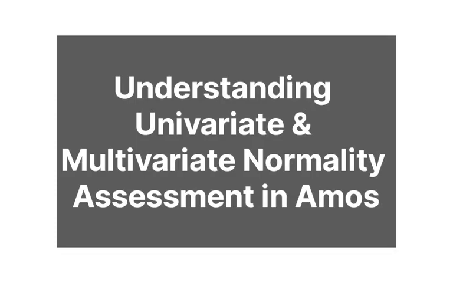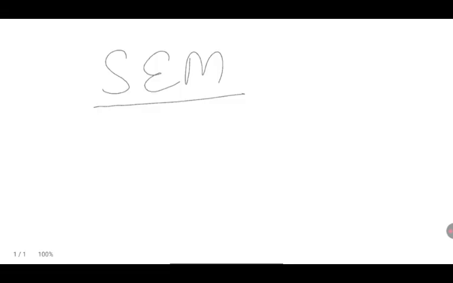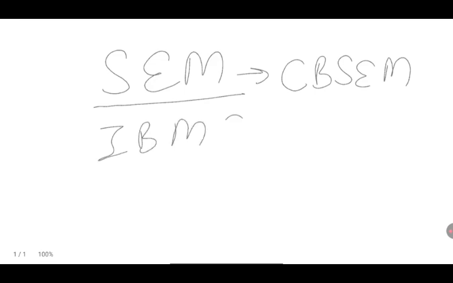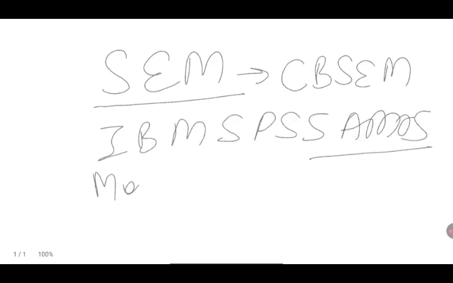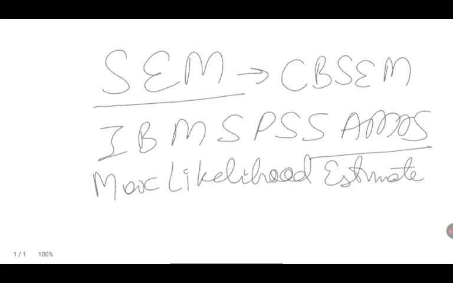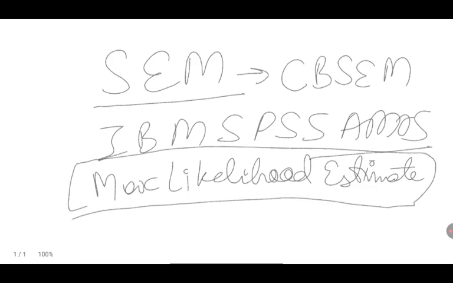Friends, in this video, I'm going to specifically talk about how you can check univariate and multivariate normality if you are doing structural equation modeling, specifically covariance based structural equation modeling in IBM SPSS Amos. It works on maximum likelihood estimate, which assumes that your data exhibits normality. So unless your data exhibits normality, you cannot go ahead with the analysis of the laid down model.